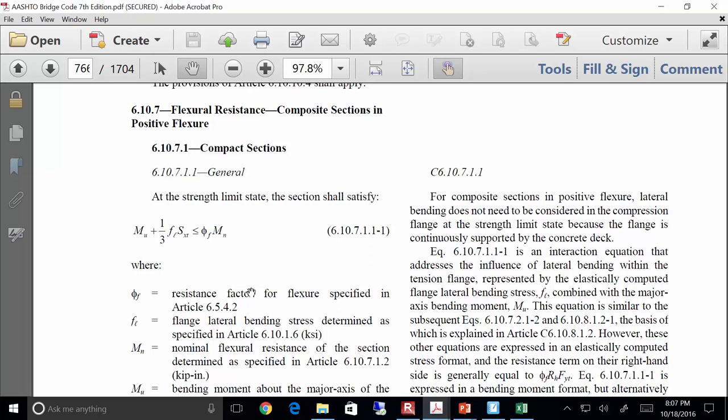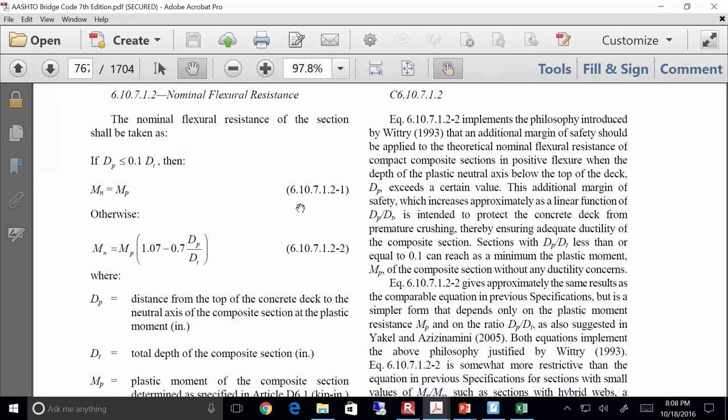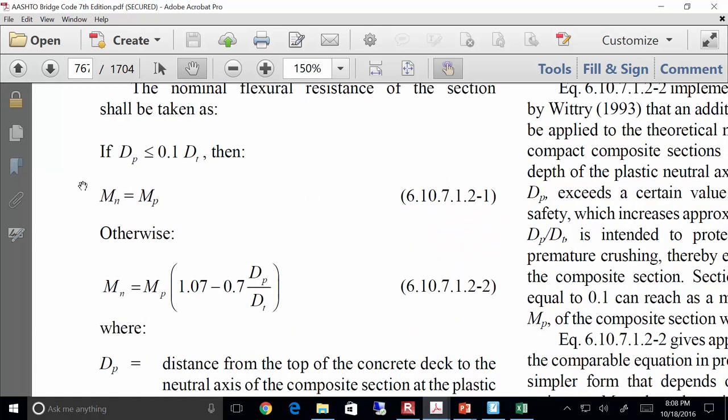Mu. What is Mu? Mu are our factored moments. Okay? And we'll look at factoring those here in a second. M sub n, that's our capacity, which you all should be familiar with that terminology. You know, phi Mn, the capacity of a beam. Let's start off with the phi Mn. That's simple. Okay? Since we're in 610.7.1, the compact section, here we go. If dP is less than 0.1 dt, there's the capacity. Otherwise, here's your capacity. It's bilinear fit. Literally plug and chug. Okay? Sound good?